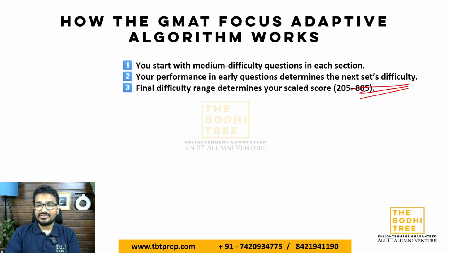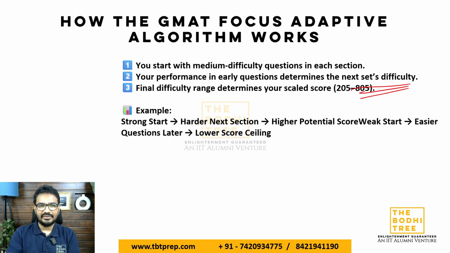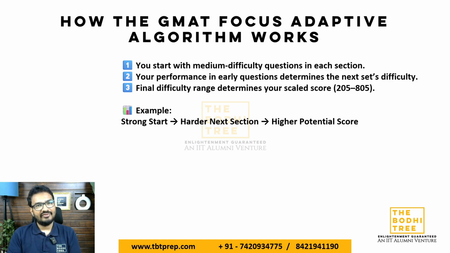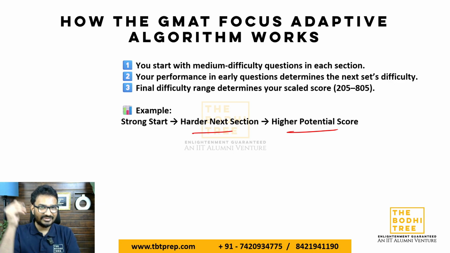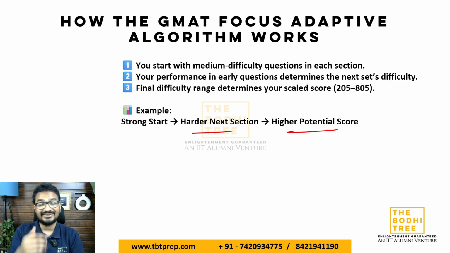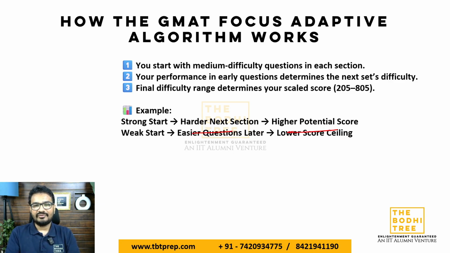Final difficulty range determines your scale score from 205 to 805. For example, guys, if you have a strong start, there'll be a harder next section, and your higher score potential will go up. The ceiling, the highest score that you can get, that ceiling will go up. But if you have a weak start, then you'll get easier questions later on, and the ceiling will come down.